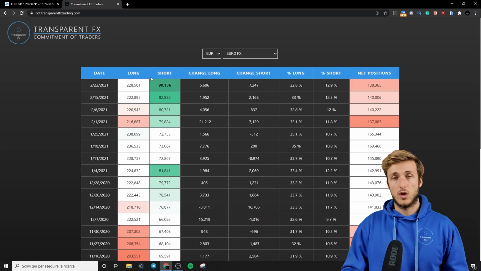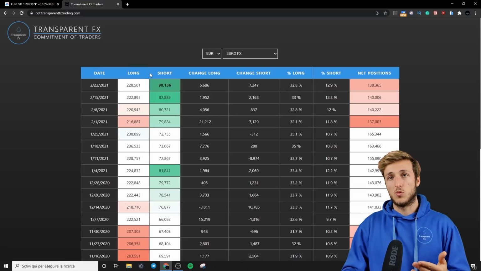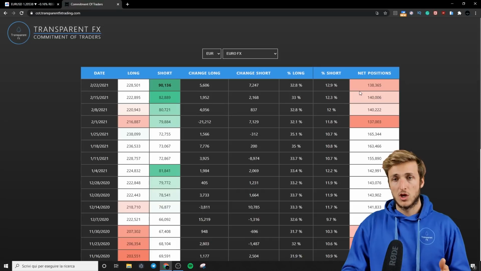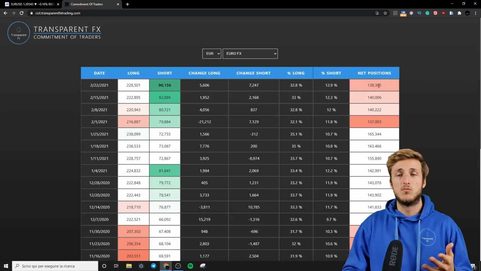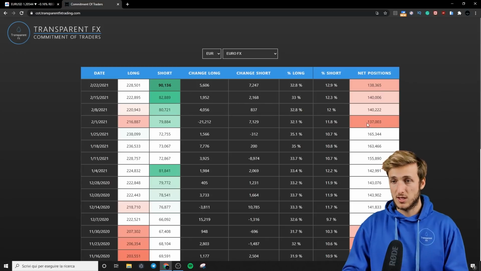Now, if we go and see what we have from a COT perspective, so commitment of traders, which is what hedge funds are currently doing in the market, we can see that with the last reports, overall, net positions have been more or less remaining the same. In fact, we went from having 137K net positions, we went to 140, now we dropped down to 138. More or less, we're not seeing any big shift of the net positioning.